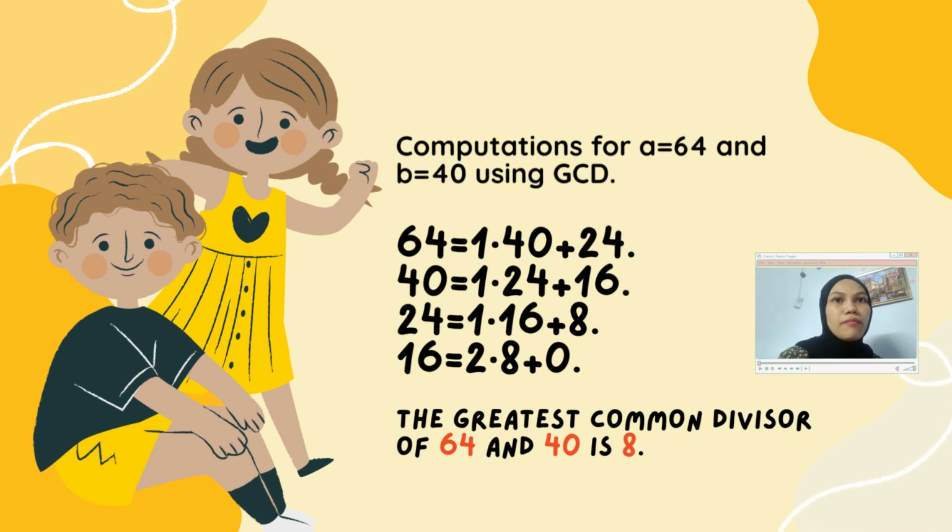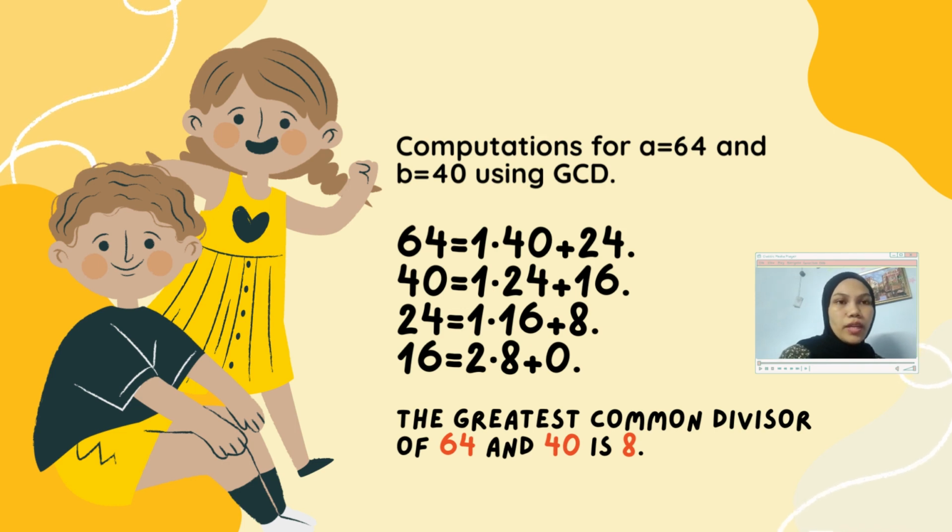64 divided by 40 equals 1 with a remainder of 24. And then 40 divided by 24 is 1 with a remainder of 16. And 24 divided by 16 equals 1 with a remainder of 8. And 16 divided by 8 is 2 with a remainder of 0.